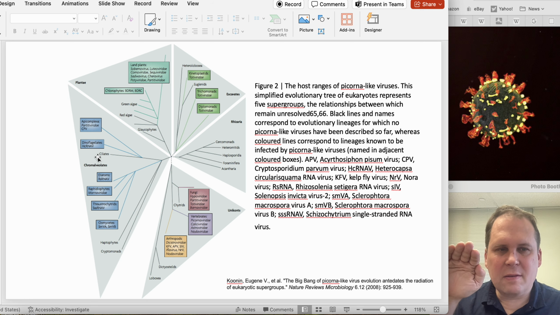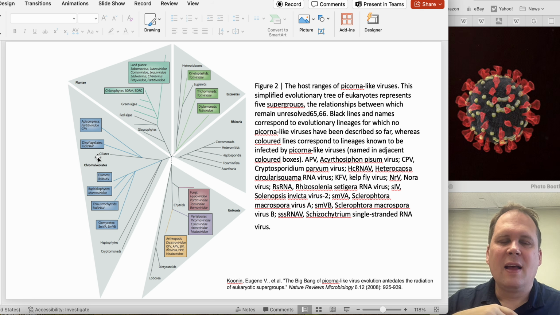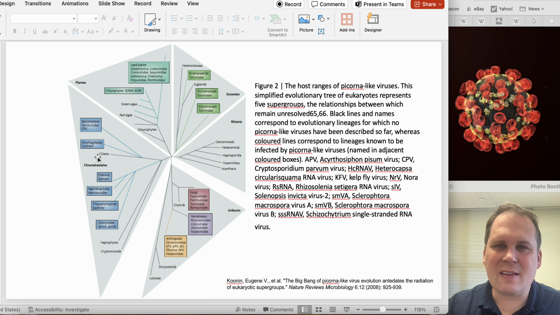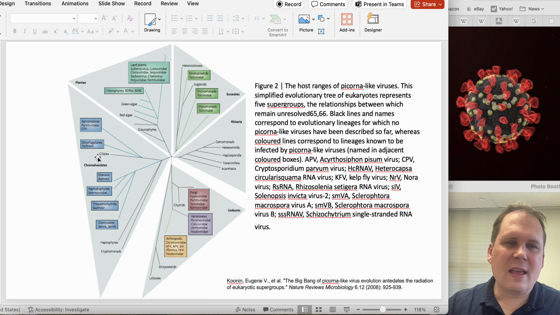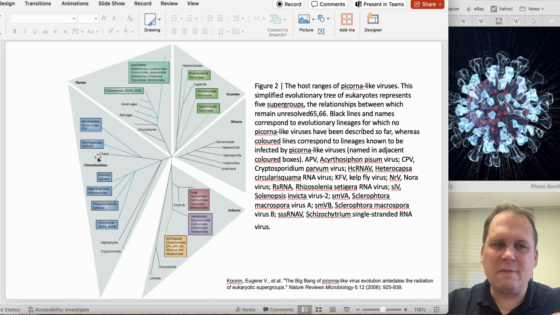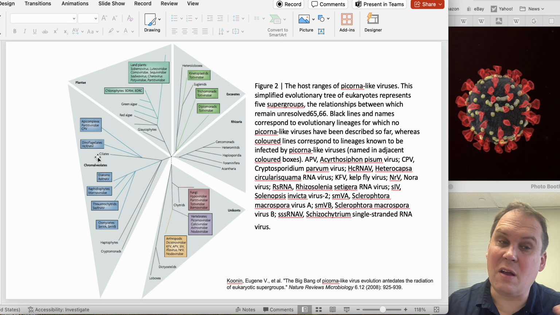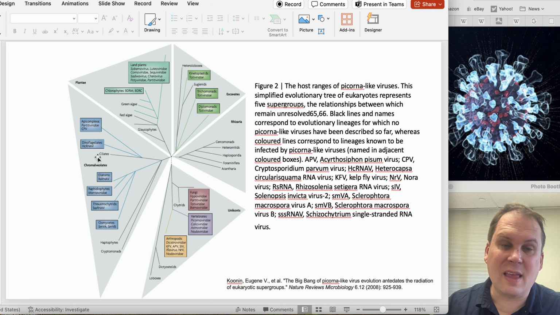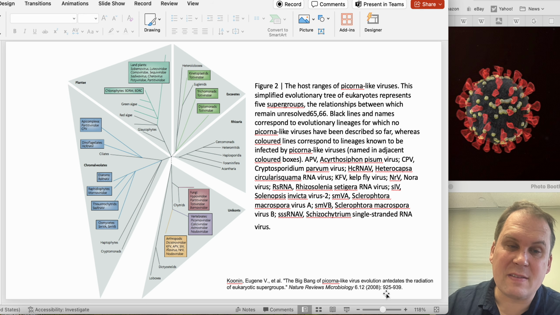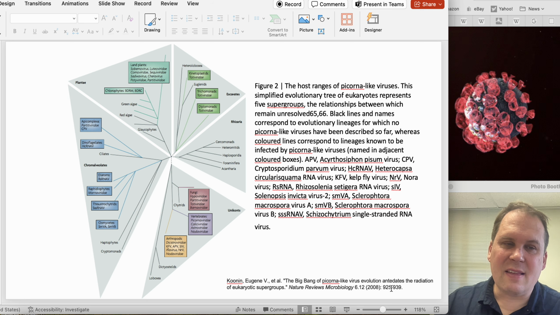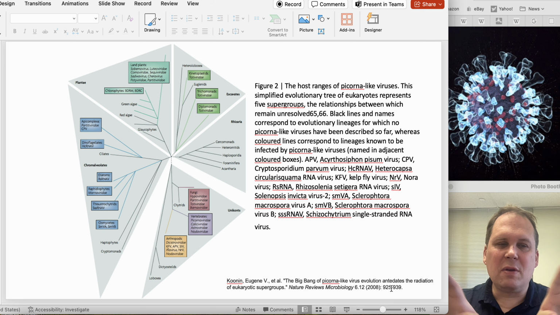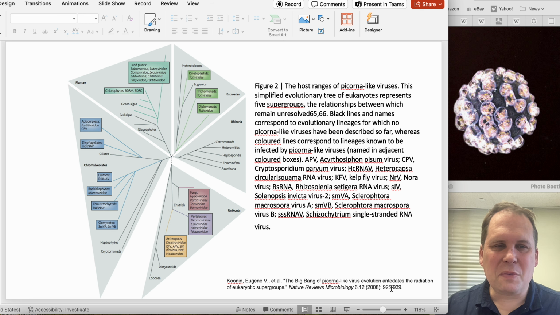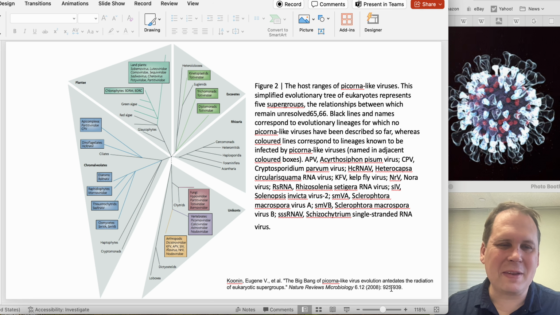So this would be support for, well, the paper is called The Big Bang of Picorna-like viruses. So the idea that life and viruses have basically been evolving together for a long time or all of time. But it's saying that picornaviruses must have come before the eukaryotic groups split off from each other. So around the time of eukaryote number 1, the last universal common ancestor.